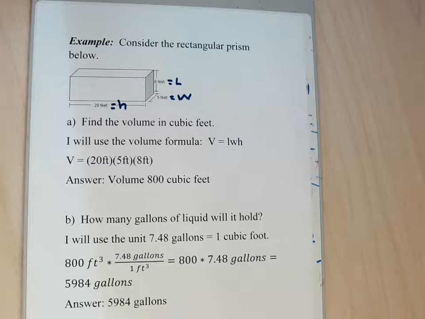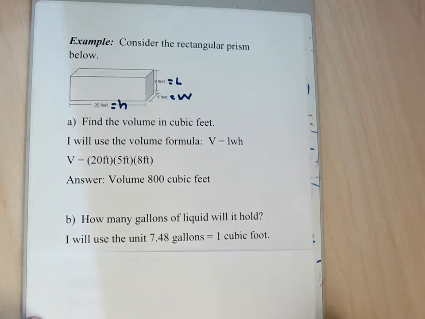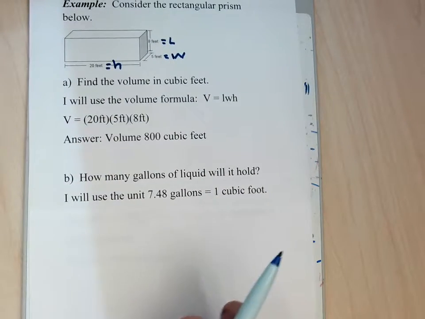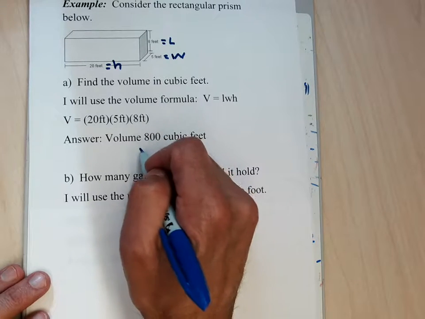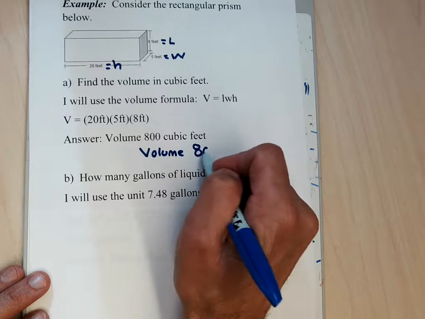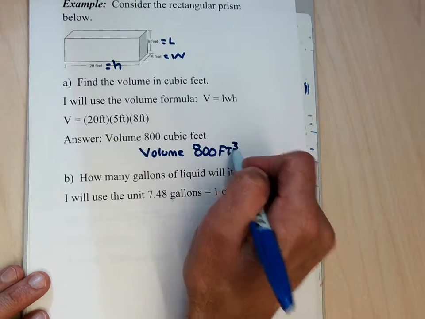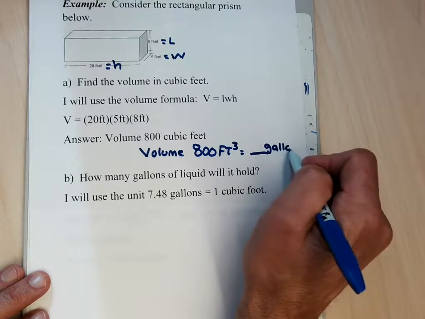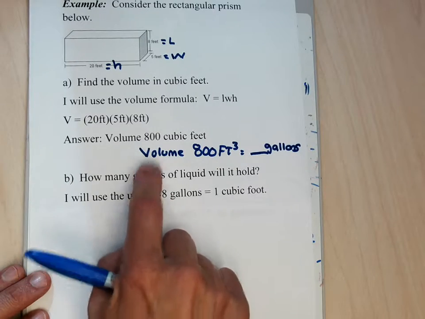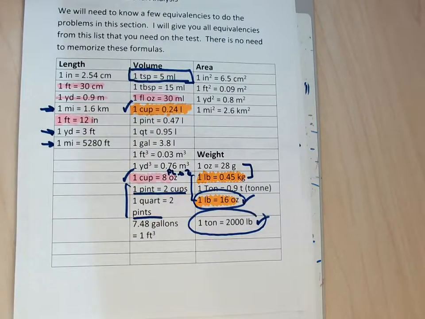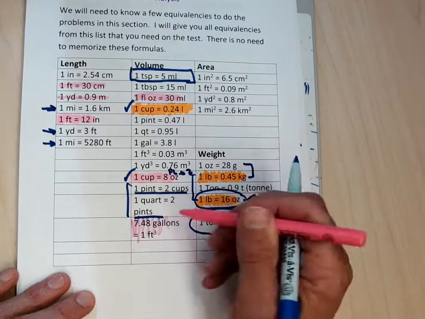The thing that is more challenging is to handle part B. So if I filled this up with liquid, how many gallons of liquid would it hold? What I have is the volume, 800 cubic feet, and I want to change that into gallons. This is what this is asking me to do. It's asking me to take the 800 cubic feet and change it into gallons. And to do that, I need to use this relation that we haven't got to yet: 7.48 gallons is 1 cubic foot.